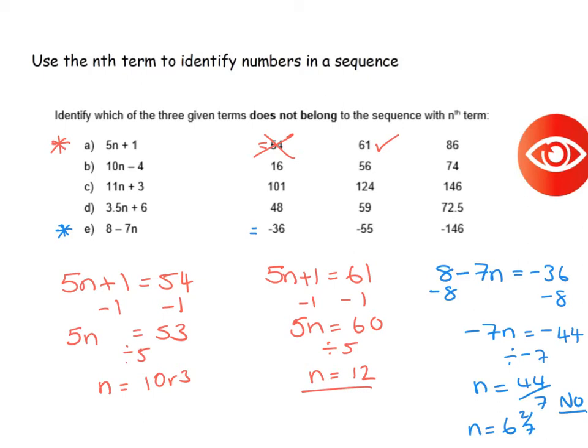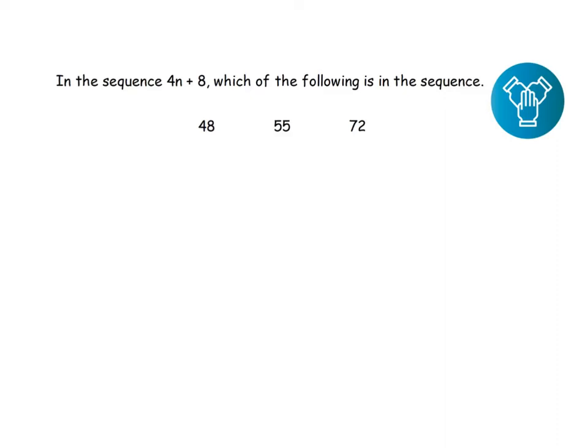So let's have a go at a question, see whether or not we can apply that. It's whether or not these three numbers are in the sequence, 4n plus 8. I'd like you to pause the video and complete on your action sheet. So let's take each one of them in turn. We're looking to work out which ones are in the sequence, so I'm looking for whole numbers as answers.